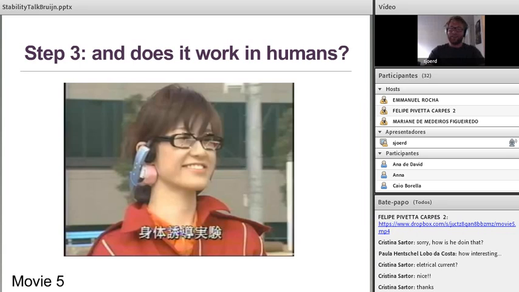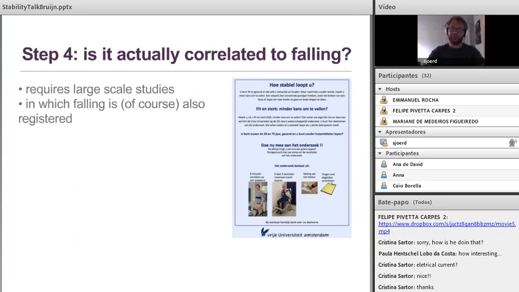Okay, so we know it works in theory. We showed it in a simple model, and we showed it in an experiment with healthy humans. So the next step would, of course, be to see if it's actually correlated to falling. And this makes only sense if we know that for the first 3 steps, we found positive results. So that we found that indeed theoretically it makes sense, it works in a model, and in an experimental study we found that you could show decreased instability with it.